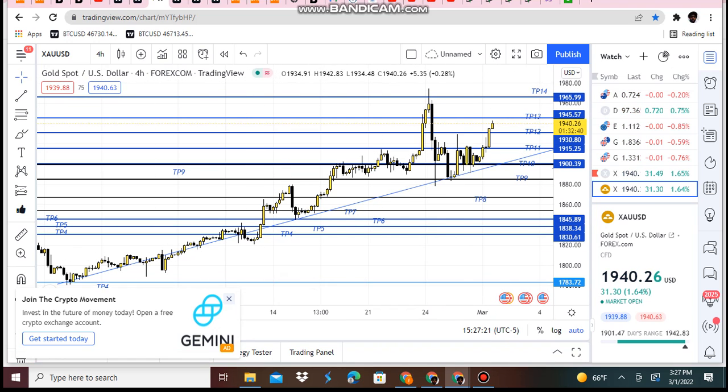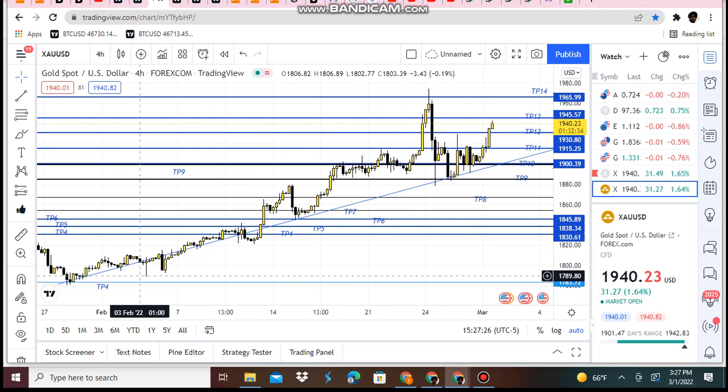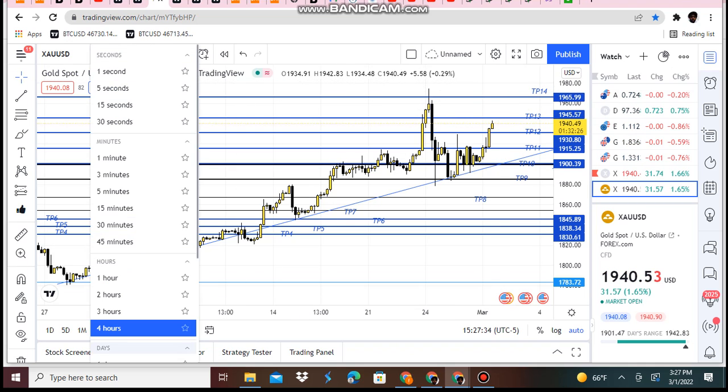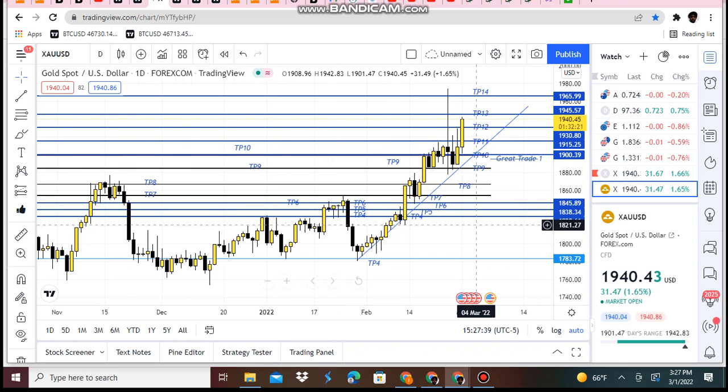You can see price is in the uptrend. We've been in this uptrend since February 1st, and starting March 1st, price picked right back up with this uptrend. So we're still in the uptrend. If we go to the daily, we're still in the uptrend game. So I just wanted to show you that. And price did go all the way up to 1941, 1942, and we can see price going up to take profit, continuing up to take profit 13, 1945, and then eventually 1965, take profit 14, and I'll keep you updated with fundamental news as well.